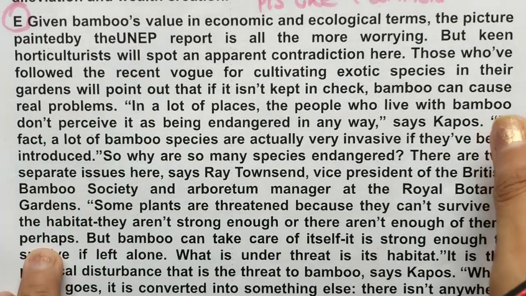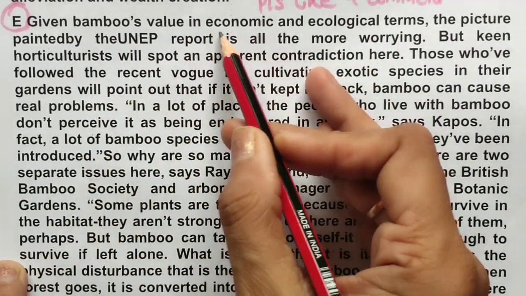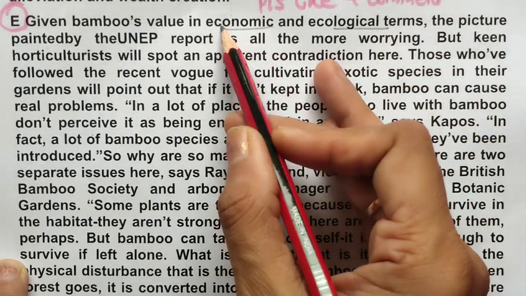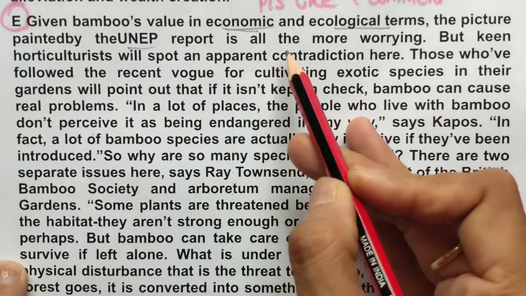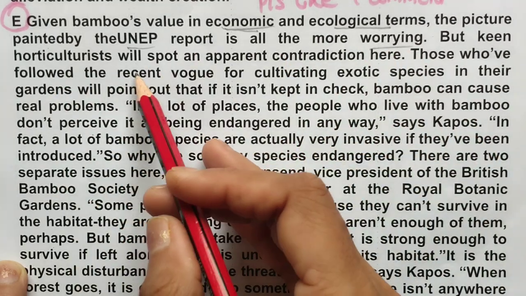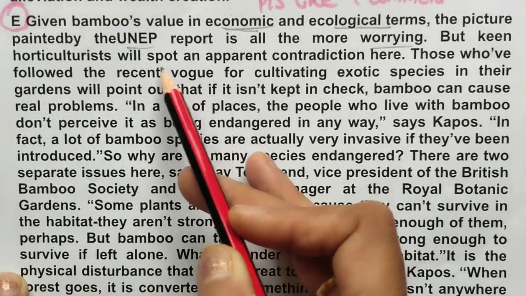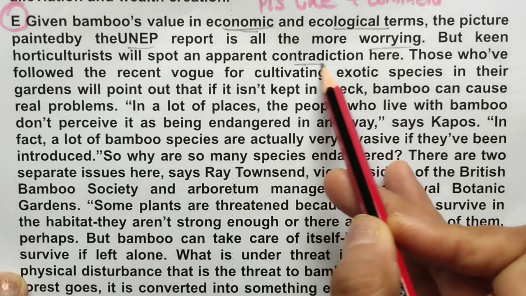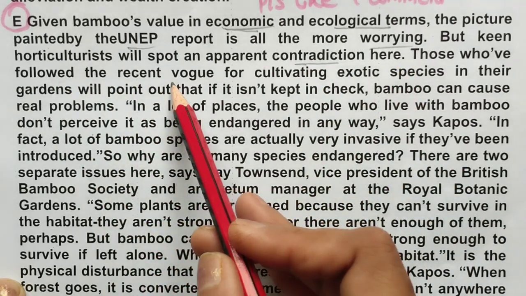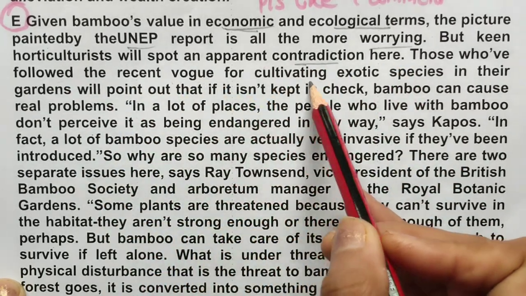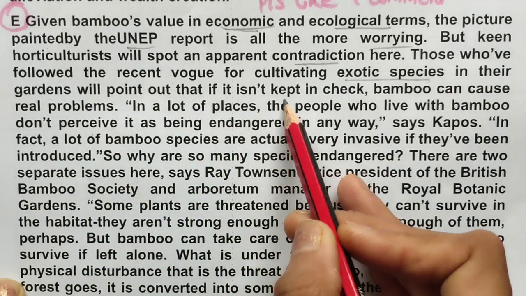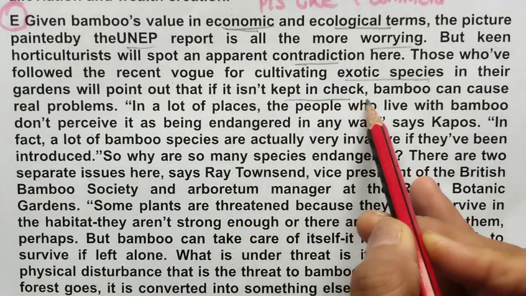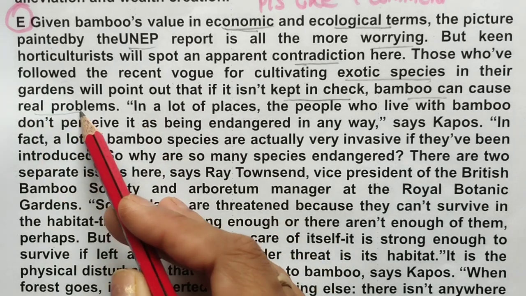In E paragraph, what we can find: given bamboo's value in economic and ecological terms. Now again they are talking about economic. The picture painted by the UNEP report is all about worry, but a keen horticulturist will spot an apparent contradiction here. Those who have followed the recent work on cultivating exotic species in gardens will point out that if it isn't kept in check, bamboo can cause real problems.